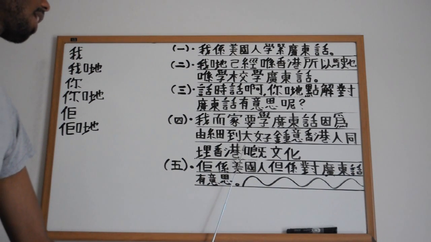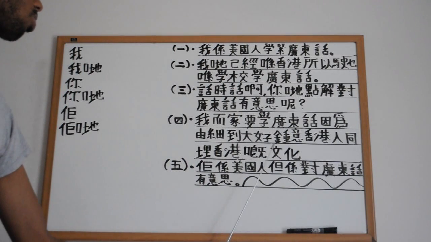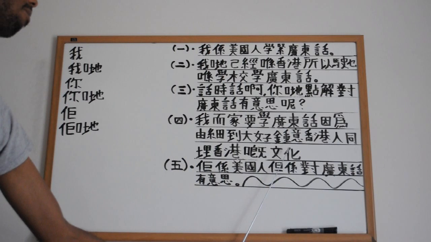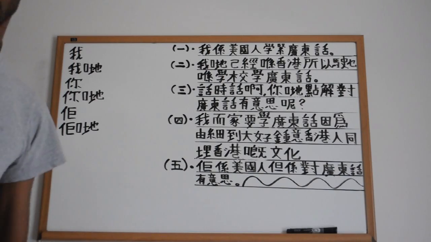Now this ge here is basically possessive. Okay, ge, so the culture of Hong Kong. Manfa is culture. Alright, the next one, the last one.